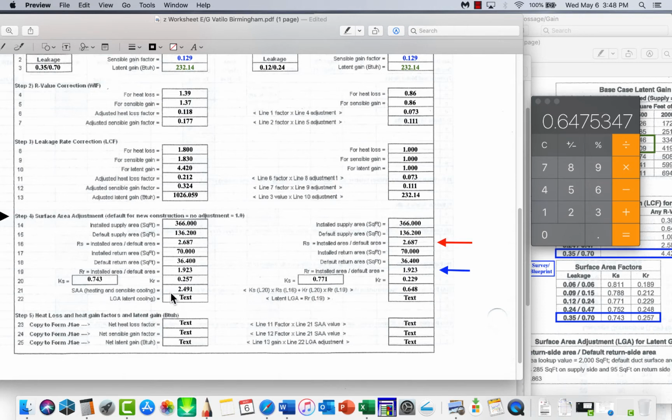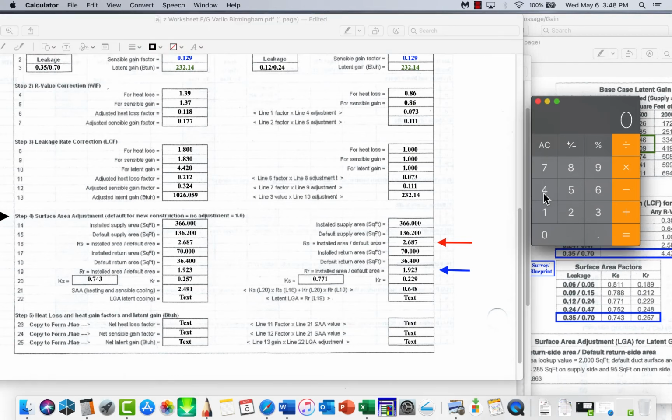Now you can see how much this adjustment factor really made a difference. This was our leaking non-sealed ductwork with R4 insulation versus the correction factor with it sealed and R8 insulation. It made a huge difference. Like I said, just to put it into perspective, if you had just the number 4, and number 4 times this number right here, you can see it's going to be pretty big.